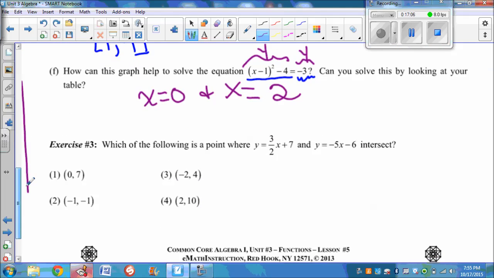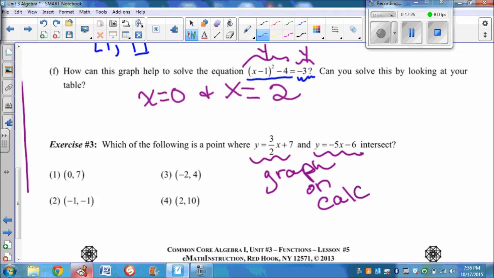And then it says, which of the following is a point where this line and this line intersect? I'm not going to spend more time on this. I'm going to let you guys do this one on your own. Graph both on your calculator, and then either use the table feature to see where the inputs are equal, or use that menu intersect feature, and your answer is choice 3.